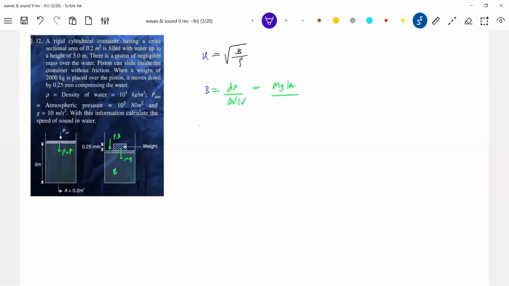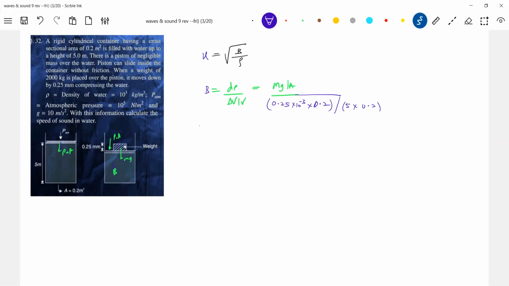I think looking at this, we can calculate 5 into A. So this will be 0.25 millimeter into A. Fractional change in volume, delta V by V, is what is asked. Change in volume by this one. So this should be equal to 0.25 into 10 to the power minus 3 into 0.2, all divided by initial volume 5 into 0.2. I think we know bulk modulus, the density is given. Substituting that, we'll get the speed of sound.